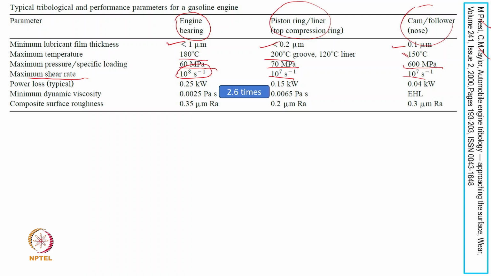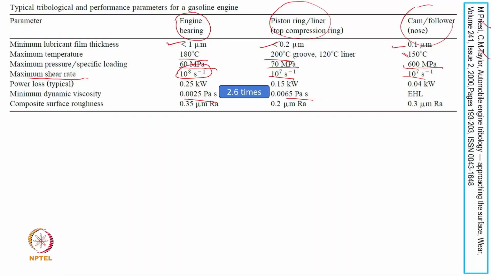Now, what is really the minimum viscosity which we require for the engine bearing? It's around 2.5 millipascal second. While for the piston ring, we require an oil that is a little more viscous compared to the bearing lubricant, about 6.5 millipascal second. Now the same lubricant has to serve the piston ring lubrication and the engine bearing, but we really require a different kind of lubricant oil for each purpose. So how do we come up with the right combination?